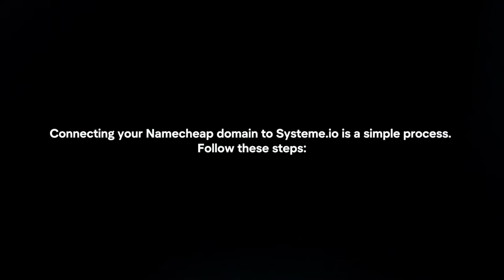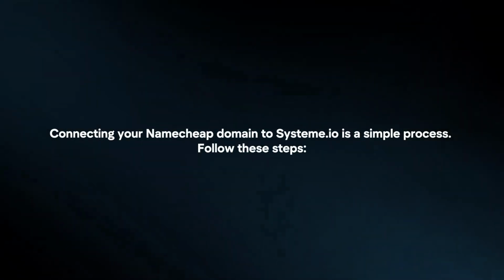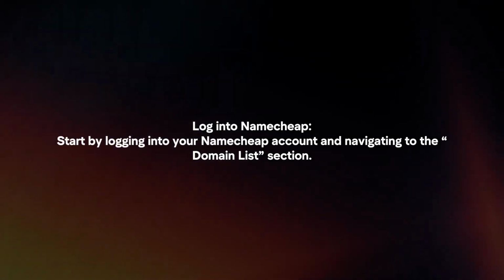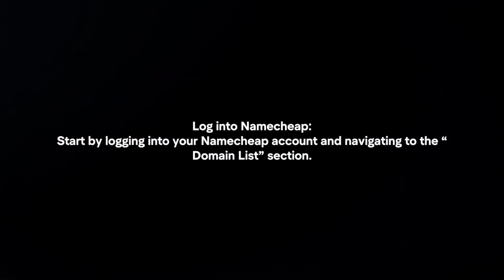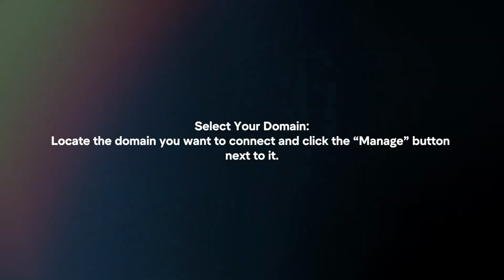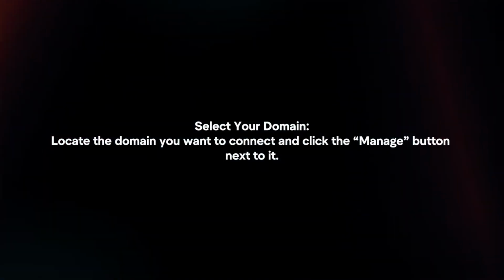Connecting your Namecheap domain to System.io is a simple process. Follow these steps. Log into Namecheap. Start by logging into your Namecheap account and navigating to the domain list section. Select your domain. Locate the domain you want to connect and click the Manage button next to it.